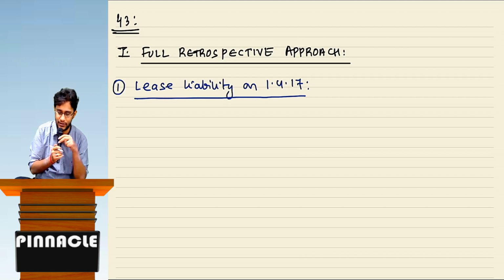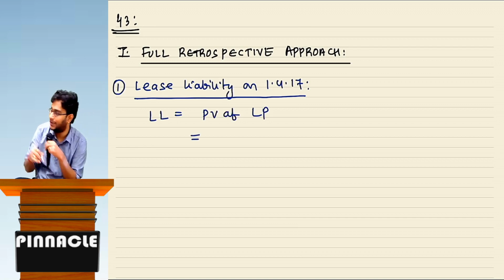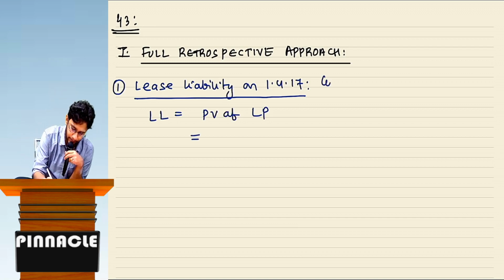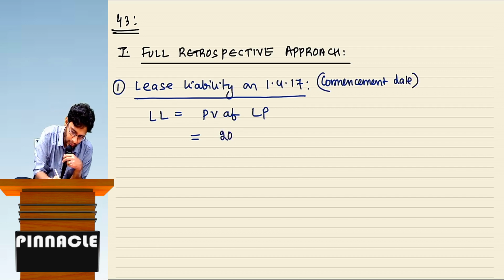Lease liability on 1/4/17, work out sir. Lease liability is equal to present value of lease payments. Sir, by the commencement date, how many lease payments are there? 3. So 2 lakhs, 2 lakhs, 2 lakhs. Okay, 2 lakhs it is.